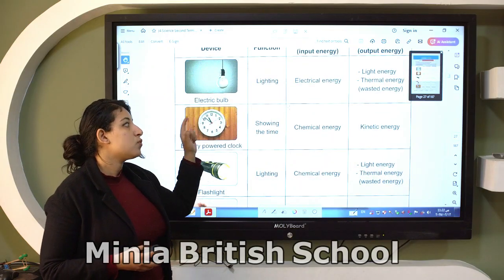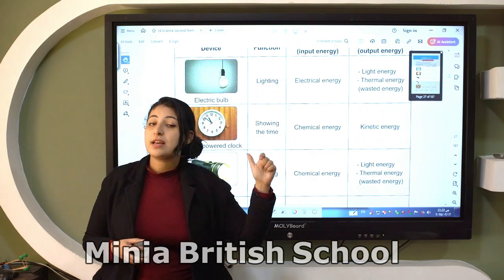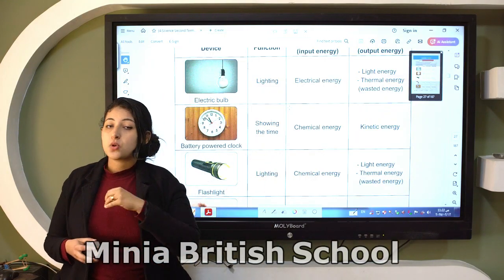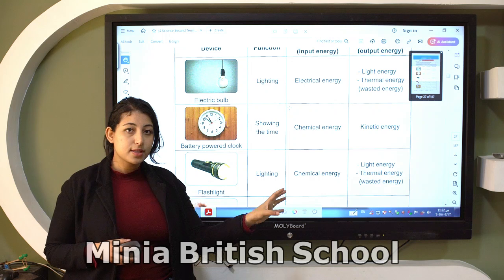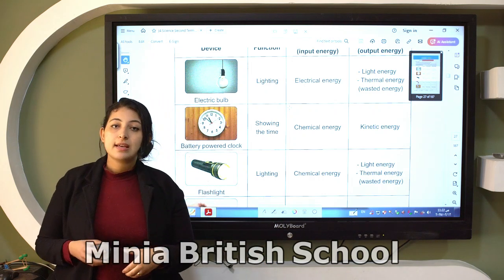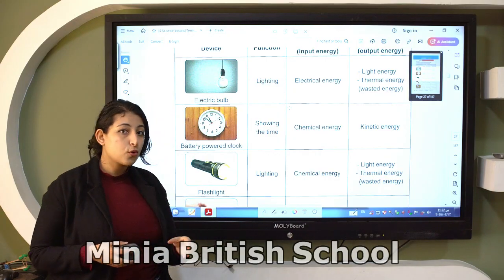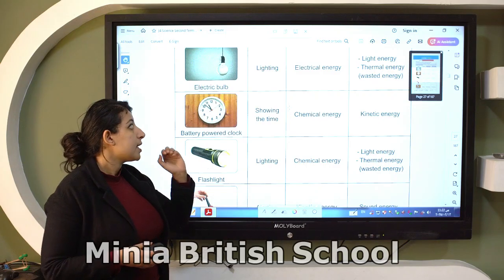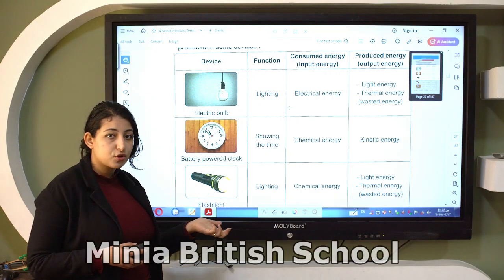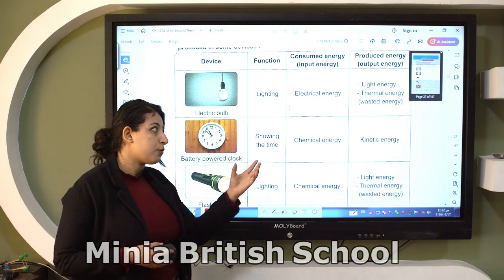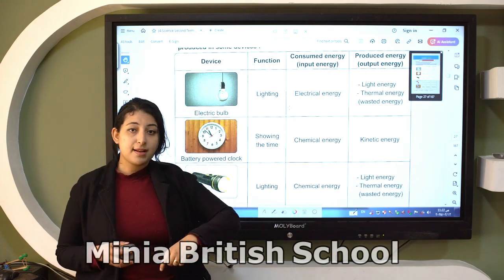You have to differentiate between input energy and output energy. We said input equals used energy equals consumed energy. So if you want to answer any question, you have to look at the question well. These words well. Is it input or output? Is it consumed or produced? Is it used or produced? You have to focus and look at these words well. If I say used energy of an electric bulb, I have to say electric energy, while the produced energy or output energy of an electric bulb or electric lamp is light and thermal. Light is the main and thermal is wasted energy.